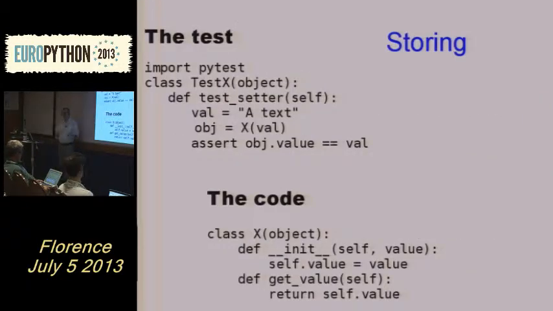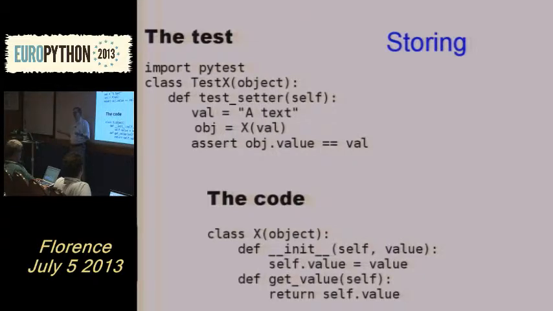So here's an example of testing storing information. It's a very simple example. We have our class X, which has a constructor, and we test the constructor. We create a value, we create the object with this value, and then we look inside the object in order to determine that the value we stored was the one we found in the object.